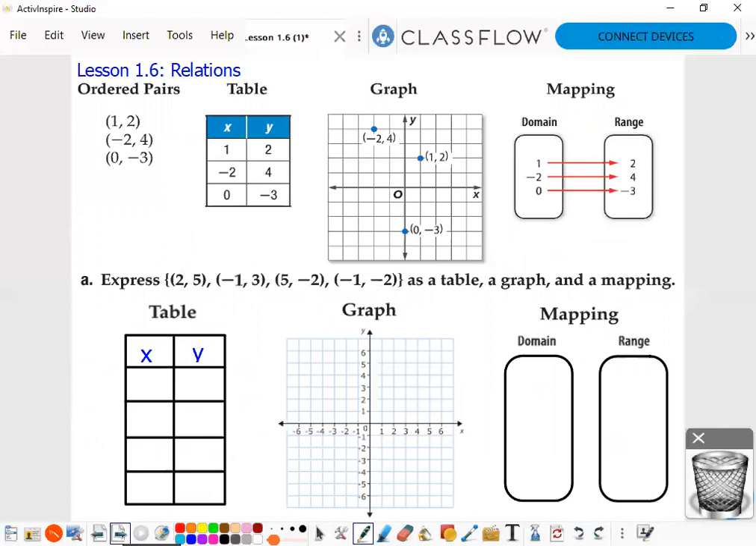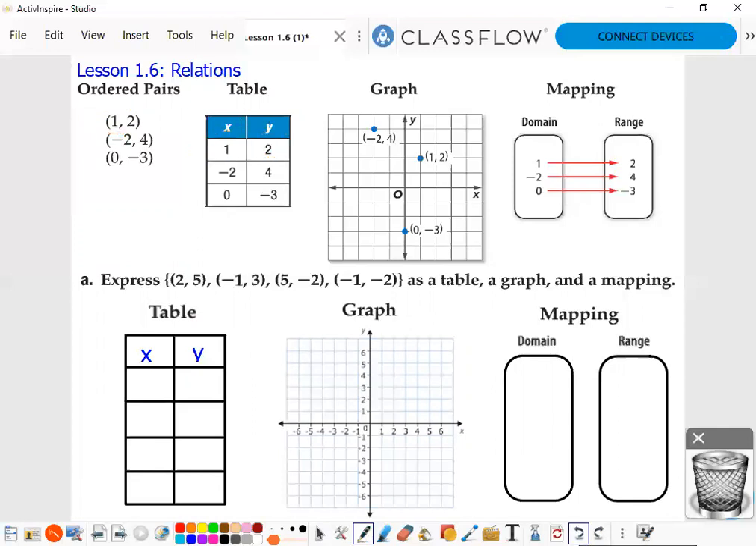So first we're looking at just these ordered pairs, right? We've already looked at those. You've seen those before. Then you have a table. Here's your table. That should look pretty familiar to you. You've definitely seen a table before. And it's easy to see the relationship between the ordered pairs and the table. Here's 1, 2. Here's 1, 2. X comma Y, and it shows up in the X column and Y column.